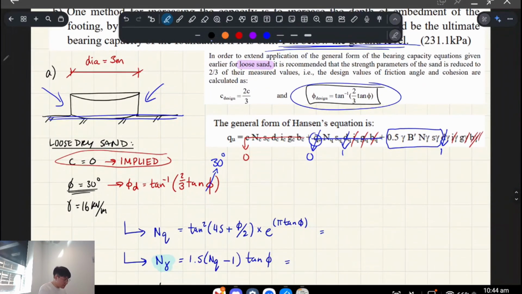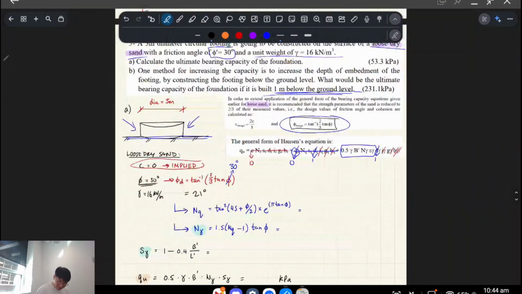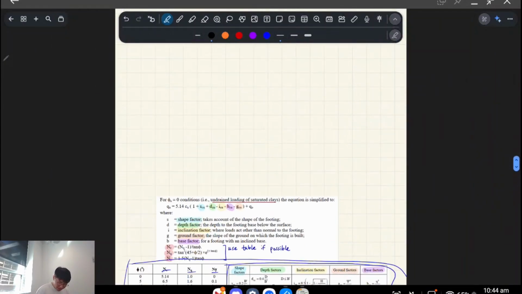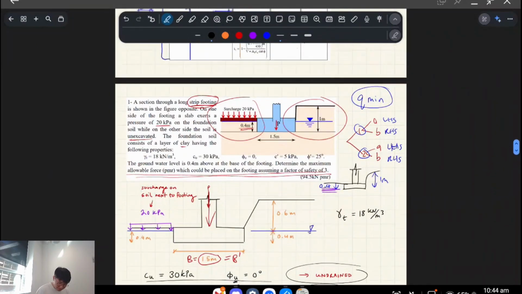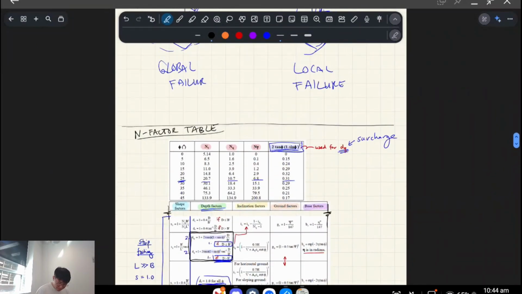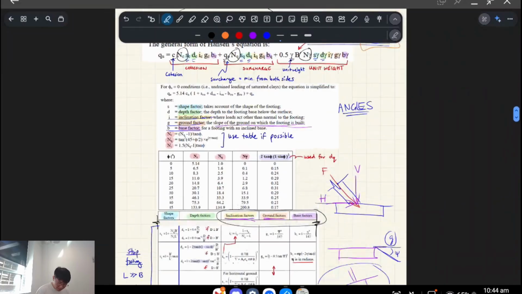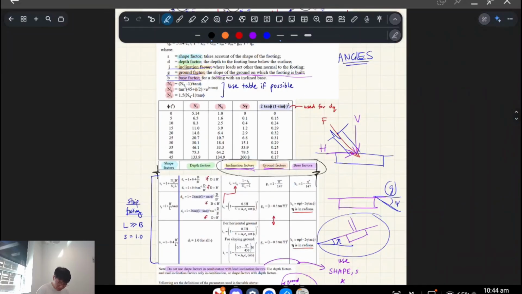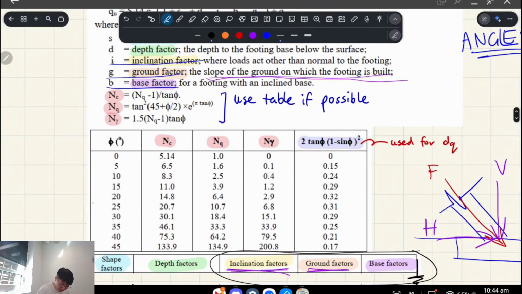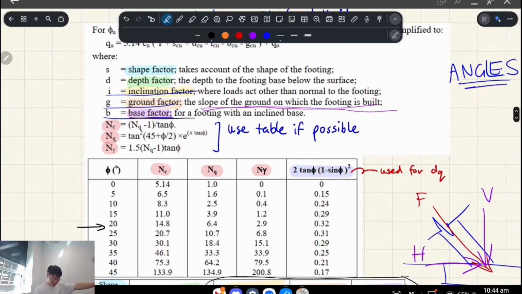That gives us a design friction angle of 21 degrees. Now, if you pay attention to this table, not that one, I'm going to scroll all the way up. If you pay attention to this table here, you'll see that 21 isn't a nice round number that falls onto this table, right? So what you have to do instead is use these disgusting equations.